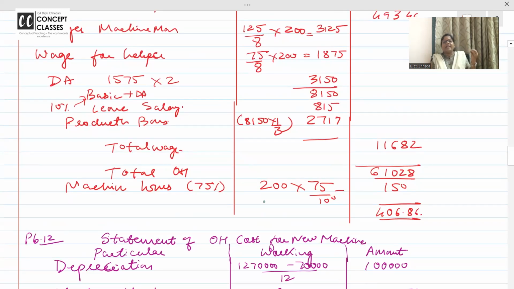Machine is working at 75% capacity. Generally it works for 200 hours, but 150 hours. So what is the effective machine hour rate?